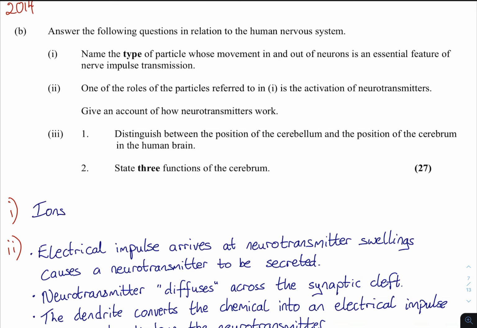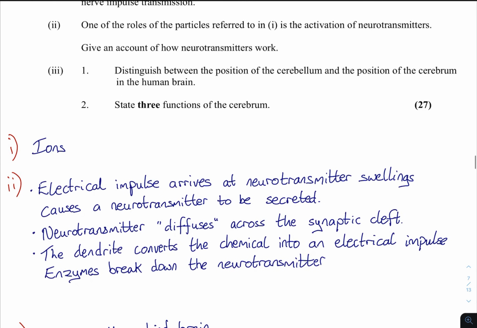One of the roles of the particles referred to is the activation of neurotransmitters. Give an account of how neurotransmitters work. This is exactly what we've said before. How do the neurotransmitters form? How are they produced? How do they get across the synaptic cleft?